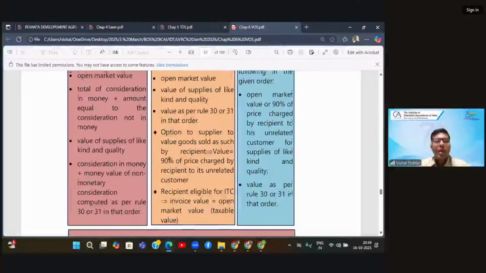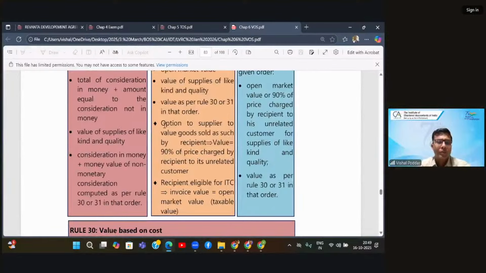In this, I've been given some options. The first option is where I am selling goods to my related person and they are further selling the goods in the open market. Then what I can do is, instead of taking the above values, I can simply take 90% of the price at which my related person, to whom I have sold, is further selling in the open market to an unrelated customer.